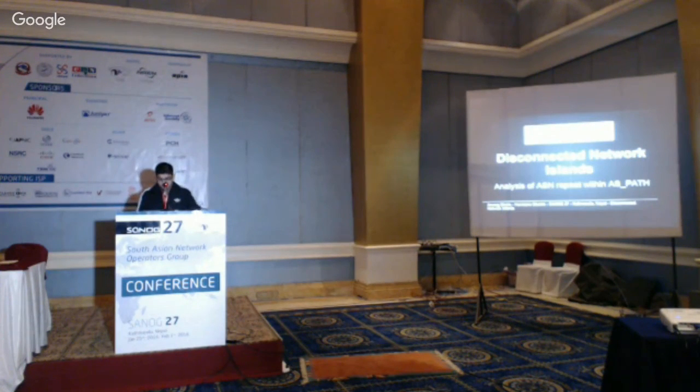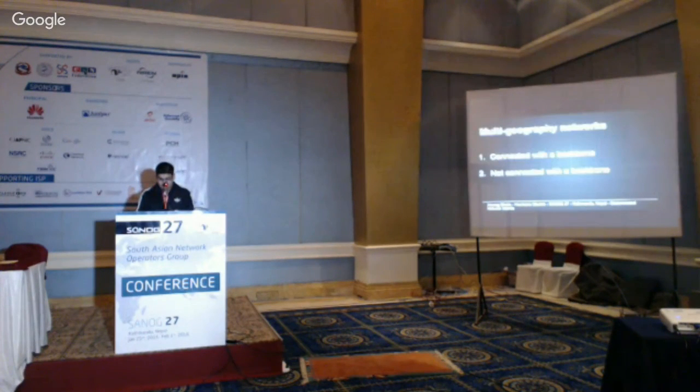So my presentation today is about disconnected network islands. So how we have multi-geography islands. Broadly speaking, there are two possible ways to have multi-geography islands. One is to have those islands connected together with the backbone, and the second is to have completely disconnected and isolated setups with their own set of transits. So you might have a network in Asia, you might have a network in Europe, both with their own transits, but using the same ASN in each location.